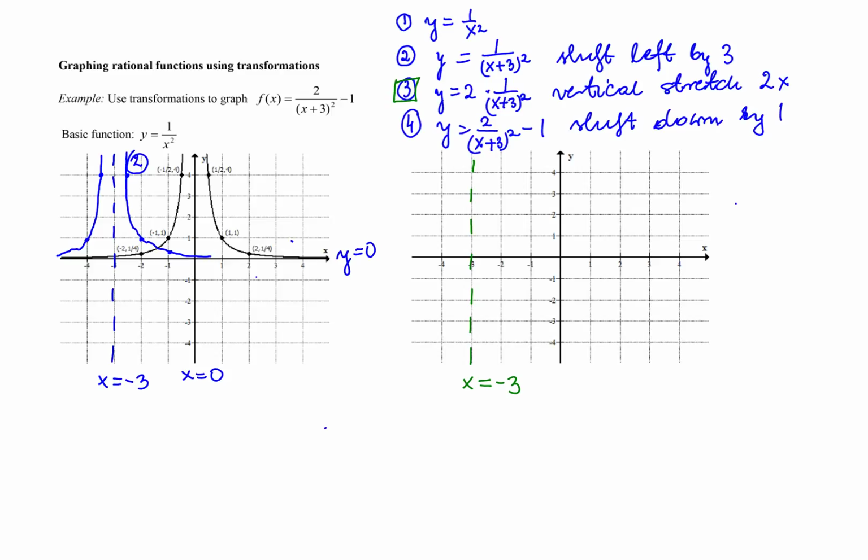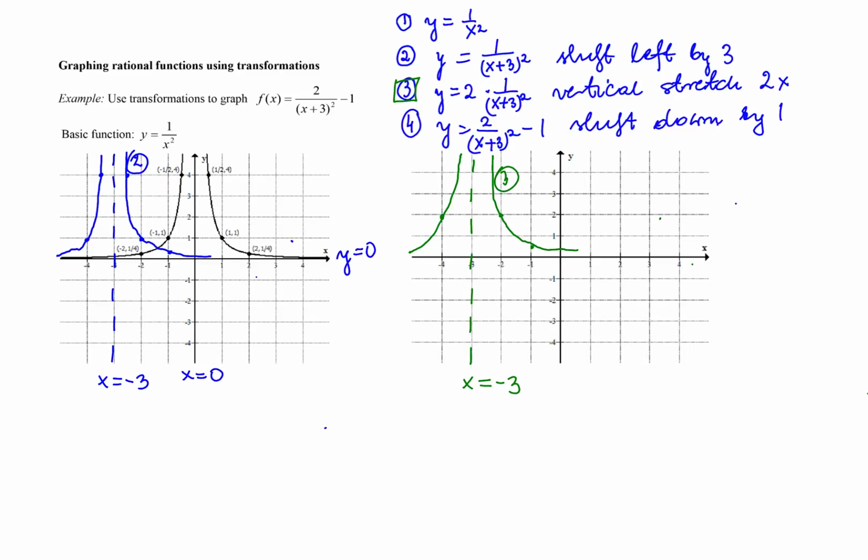As I said, every y coordinate on graph 2 will have to be multiplied by 2. So the point negative 4, 1 will become negative 4, 2. Point negative 3/2, 4 will become negative 3/2, 8, way outside of my viewing area, and point negative 2, 1 becomes negative 2, 2, and point negative 1, 1/4 becomes negative 1, 1/2. And we'll draw the graph that is a stretch of graph number 2. This is graph number 3.